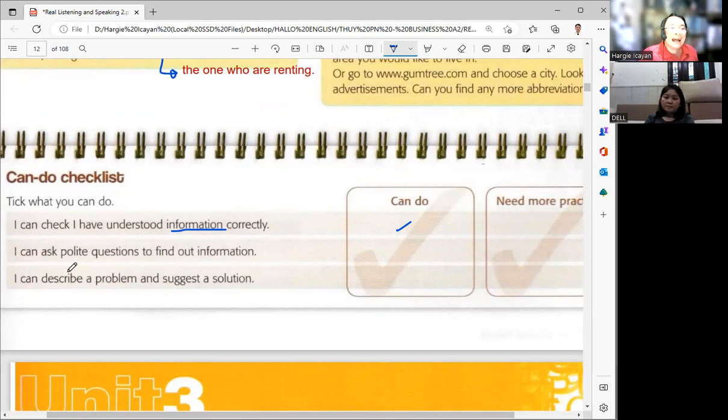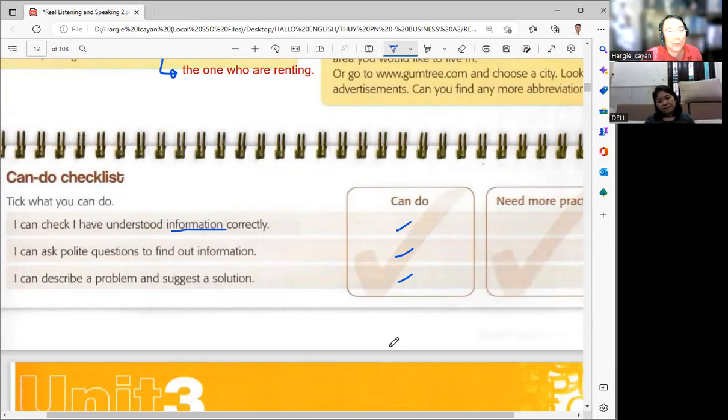Next, I can ask polite questions to find out information. Can do or need more practice? Can do, of course. And then I can describe a problem and suggest a solution, right? Yes. Can do. Yes, you can do.